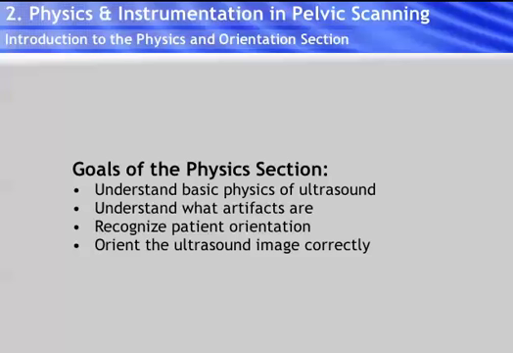Two topics are covered in this section. First, the physics of sonography are reviewed, including how physics affects sonographic images. Second, standard patient positioning and image orientation and labeling are discussed. Available ultrasound technologies are reviewed. Additional information about ultrasound technologies is included in the advanced module.